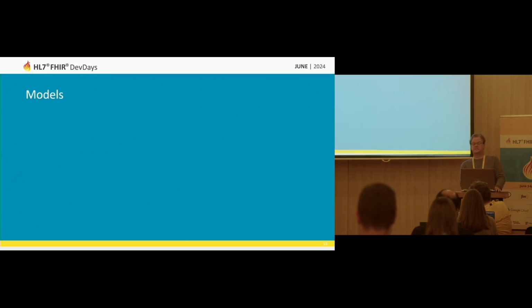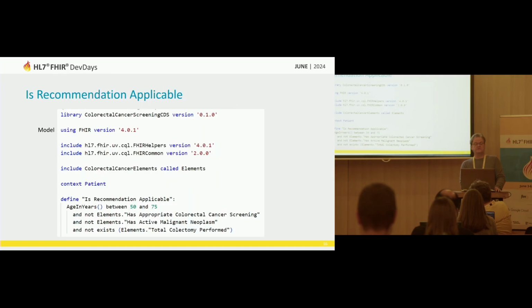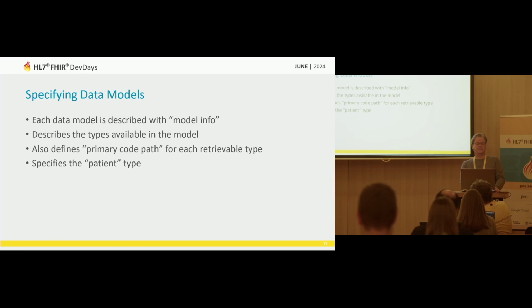So the first thing we'll look at is the model. This is saying using FHIR version 4.0.1. And so how does it know what that model is, where it lives, how to pick it up? Because CQL is a model independent language. You just tell it what the models look like. So for FHIR, we actually specify that model info. Each data model defines the types available in the model and the primary code path for each retrievable type. And it also says what a patient looks like. So what's your context?